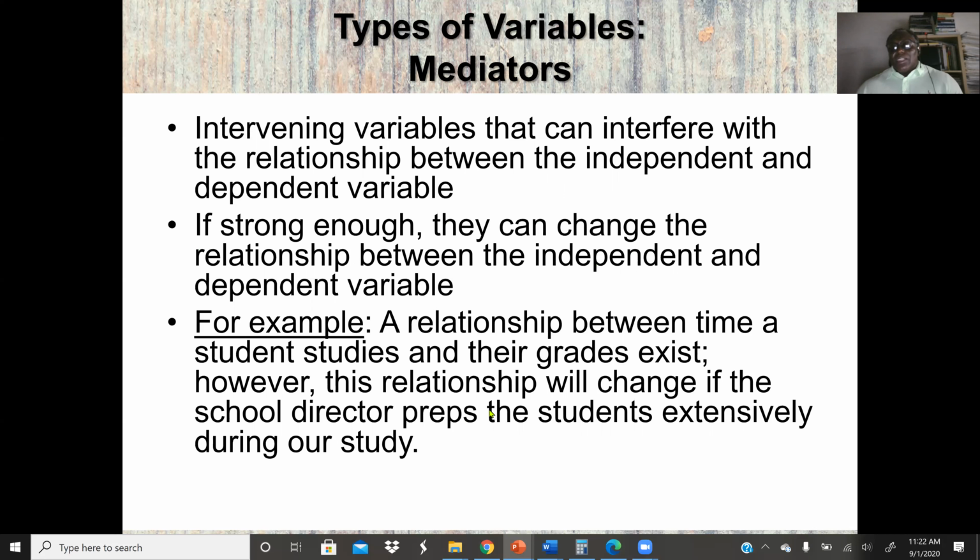So here we are saying that the prep, if it's strong enough, can change the relationship between the time a student studies and their grade.